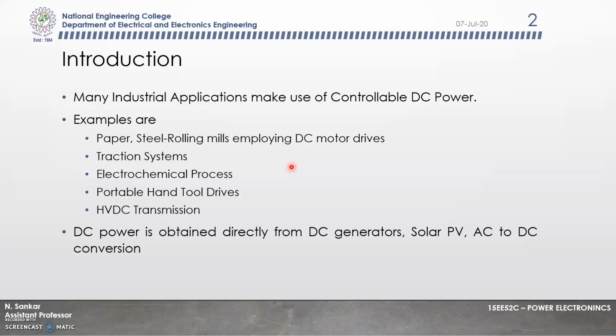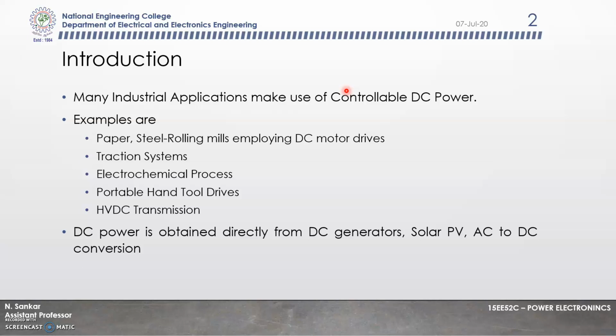Before starting the lecture, most industrial applications now use adjustable DC power, that is variable DC power. We use both fixed and variable DC power, but the main focus is on variable DC power, that is controllable DC power, where our output DC voltage or current should be controlled.